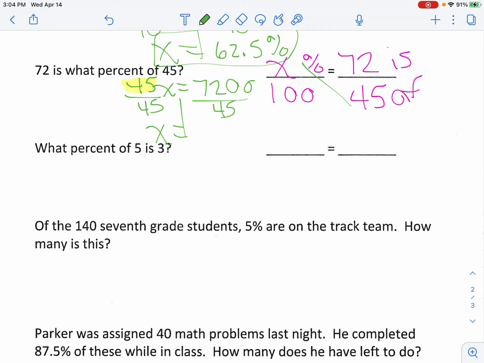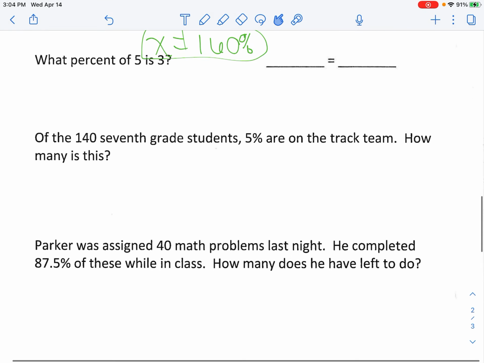So I'm going to my calculator and I'm dividing 7,200 by 45. It says 160. So you had 160% of your guests show up to your party.